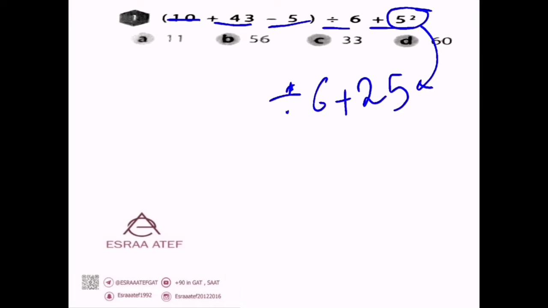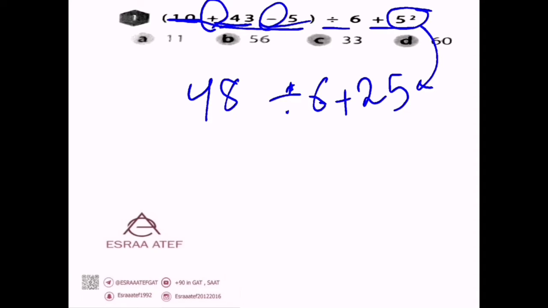Step 2 is solving the brackets. We have adding first and then subtracting. So 10 plus 43 is 53. 53 minus 5 is 48. Okay, so 48 divided by 6 plus 25.